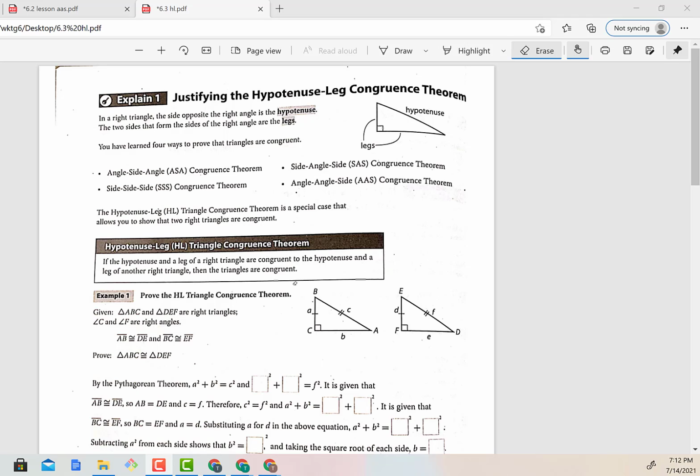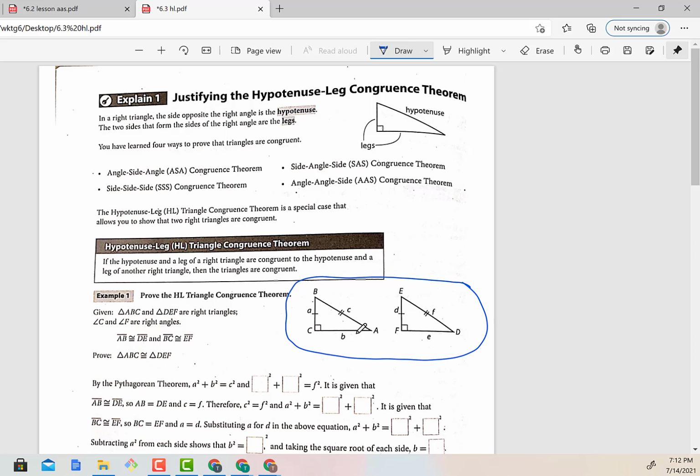So you have to have 2 pairs of corresponding sides. One of those sides has to be the hypotenuse, and they both also have to have a right angle for this to work. We're not going to go through example 1. Basically, this is just a proof on how HL works, but it's useful to look at this diagram for example 1 because this is a representation of exactly what HL looks like.